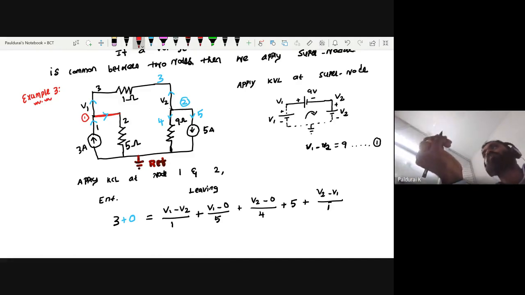So totally how many branches, how many currents are there? You just verify that. According to node 1, there are 3 branches, and according to node 2, also 3 branches. Totally 6 currents: 1, 2, 3, 4, 5, 6. This is the way to verify.